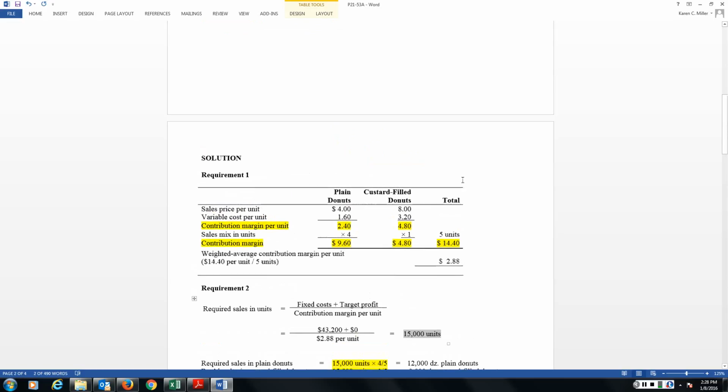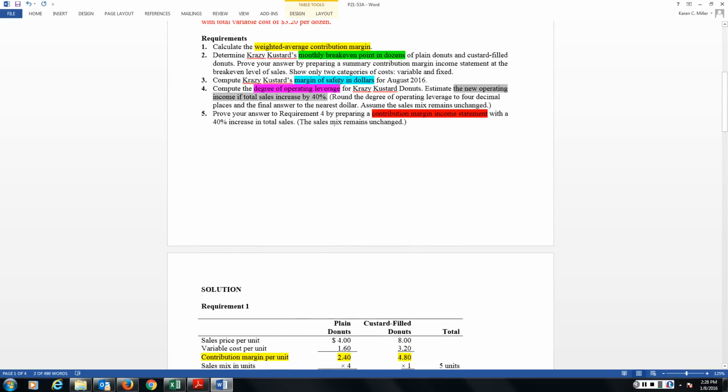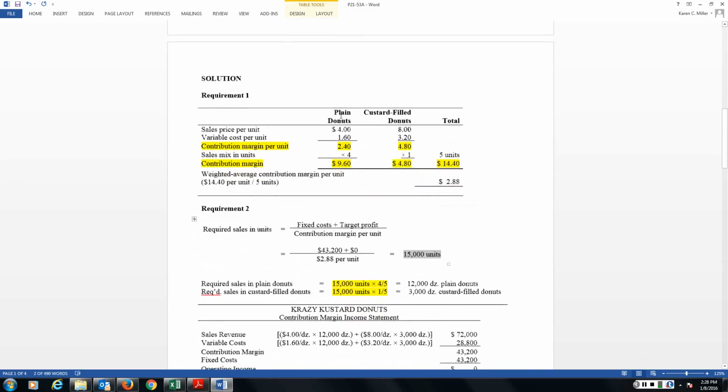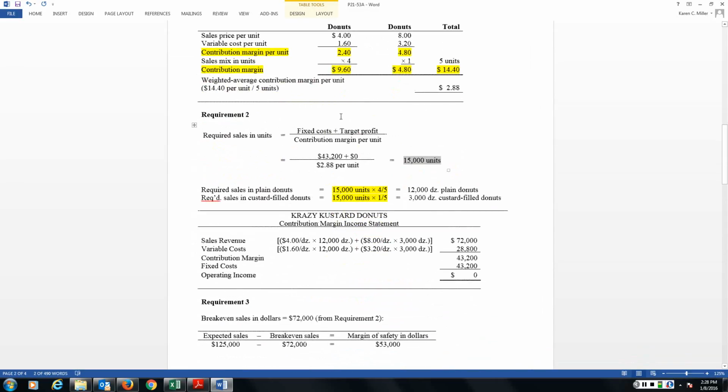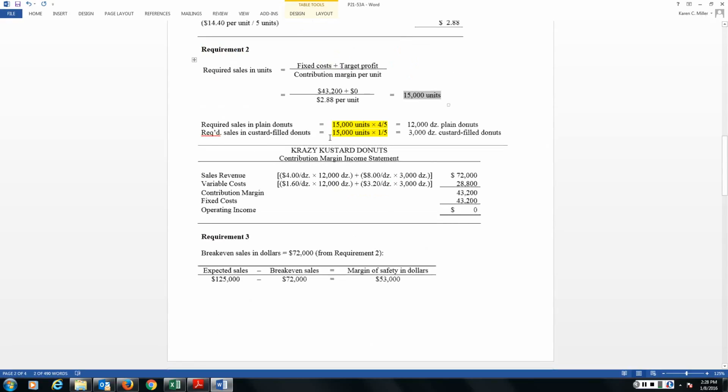Now, if we'll skim back up, requirement 3 asks us to take a look at this margin of safety. Remember, that's our cushion. How far can my sales fall from my expected sales before I am losing money or not generating a profit? The illustration that was provided for us told us that our expected sales were 125,000. We have calculated break-even sales of 72,000, so my margin of safety is simply 53,000. This sounds complicated. It is not. How far can my expected sales fall before I am not generating a profit anymore? It's my cushion.